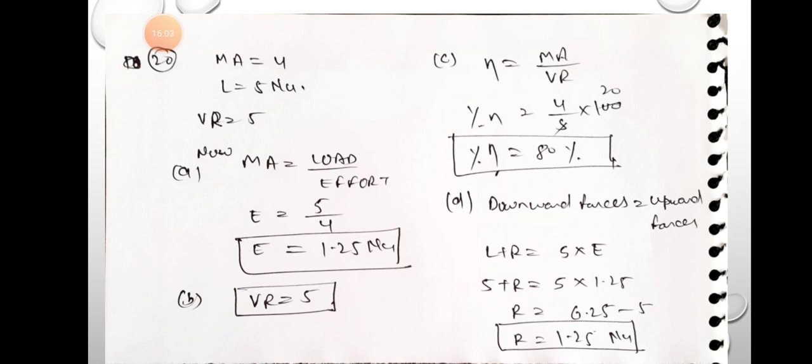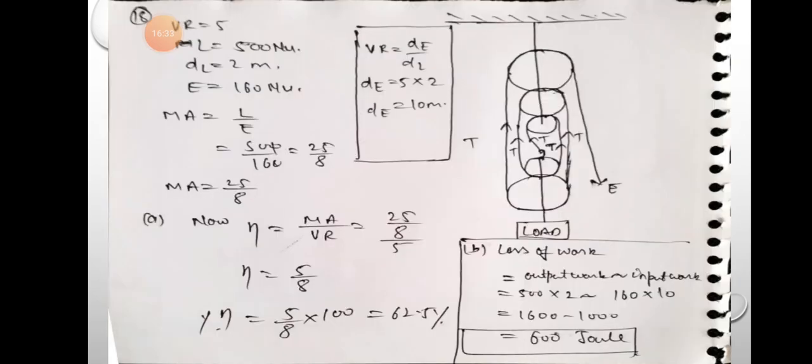Velocity ratio is given as 5. Now in part C you have to calculate efficiency. Efficiency again can be calculated by using the formula MA upon VR. Now in part D you have to calculate total resistance due to friction. So for this to be calculated, we will refer to the figure in the last question.